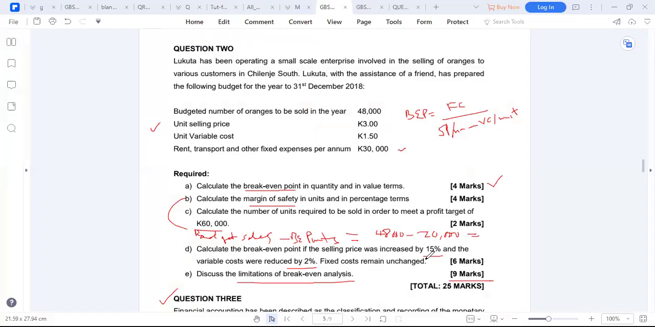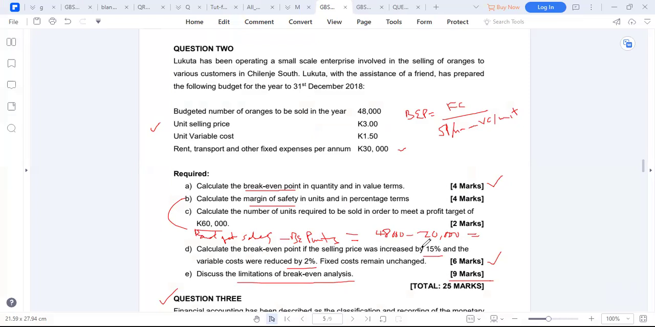So this is how we treat part D. You will just adjust based on the advised adjustments to be made. Anyone behind? Are we together?